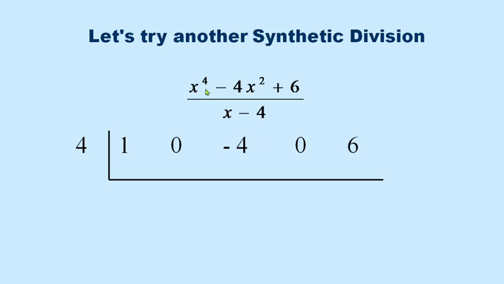For example, this first term has power 4. After this power 4, there must be cube, but the next term has power 2. So cube is missing. For cube, we will consider, for example, this x raised to 4 has coefficient 1. So we will take 1 here. Since cube is missing, we can consider 0x cube. So this term has coefficient 0, so we will take 0 here.